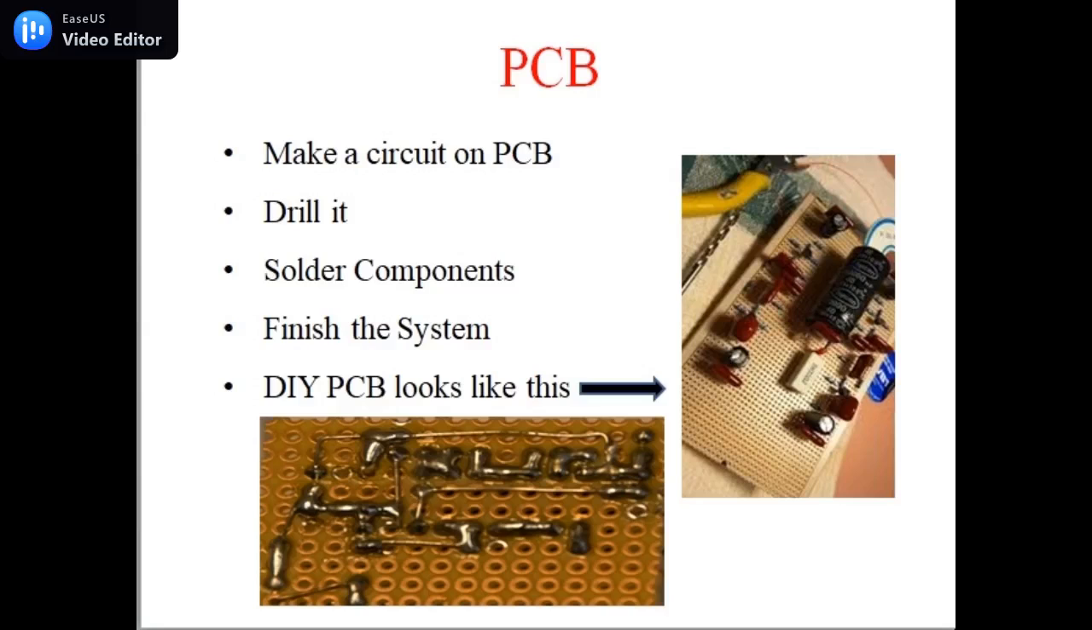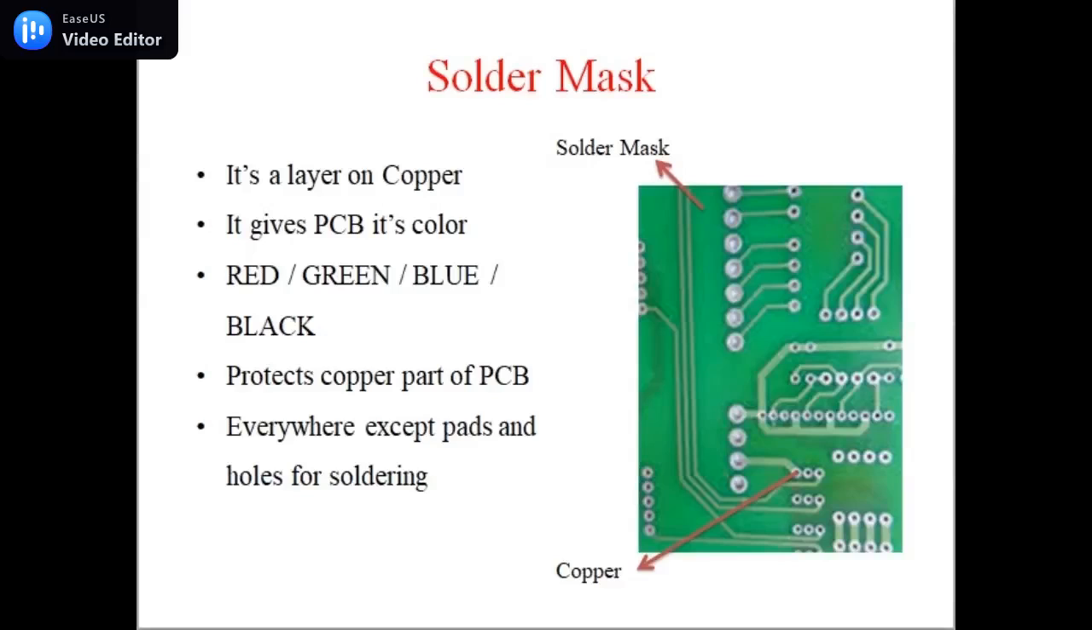And the next process is drilling. As you can see, there are minor holes on this PCB. After drilling, we place the components in the holes and then we solder the components to finish the system. A soldered DIY PCB looks as shown in this slide. So let's study some concepts of PCB one by one.